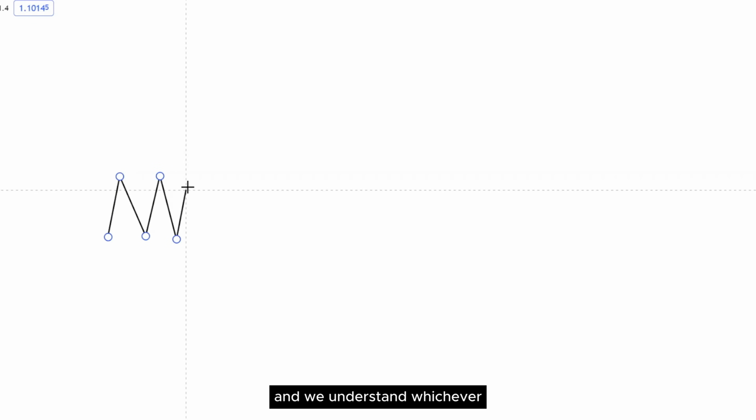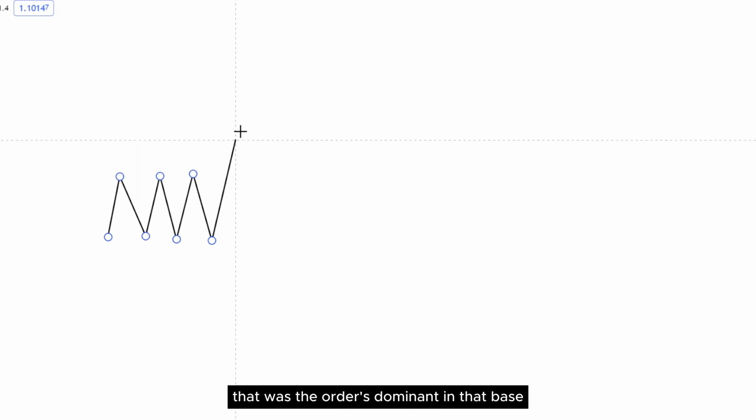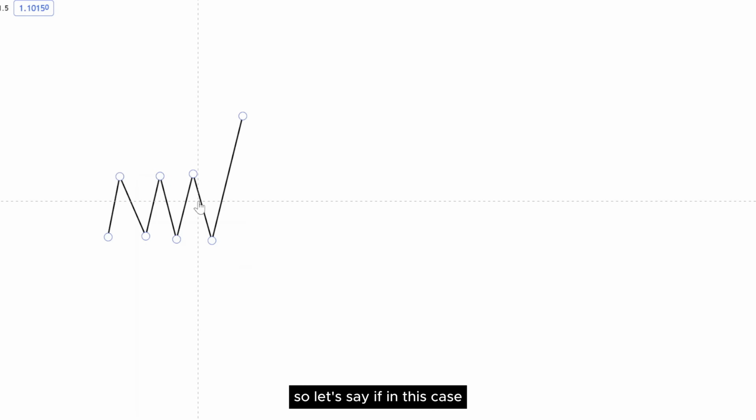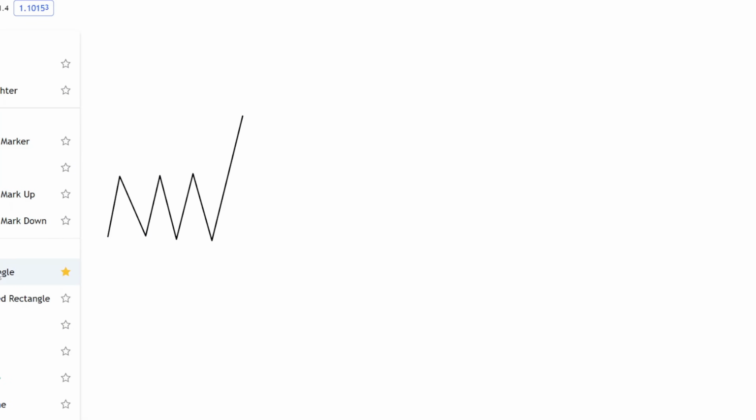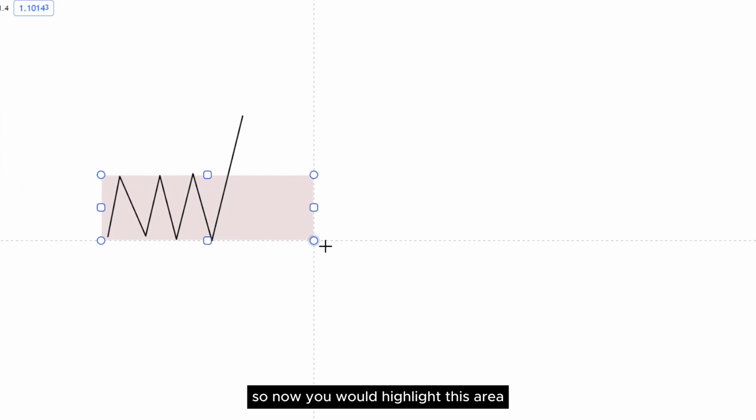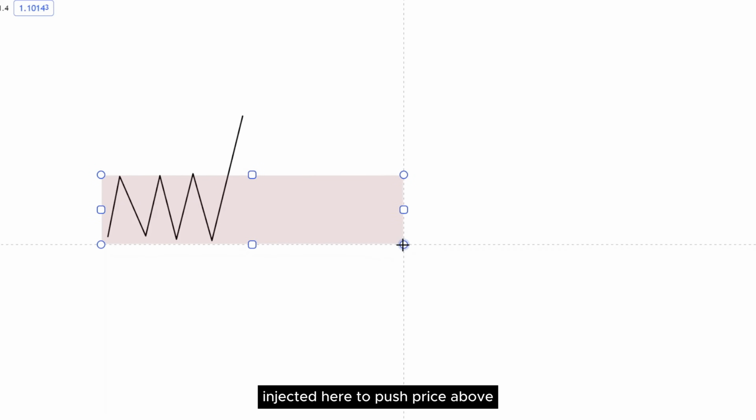And we understand whichever direction the base breaks to, that was the orders dominant in that base. So let's say if in this case, the base broke out to the bullish side, that means this was a buy order dominated base. So now you would highlight this area. You would understand that there were buy orders injected here to push price above.